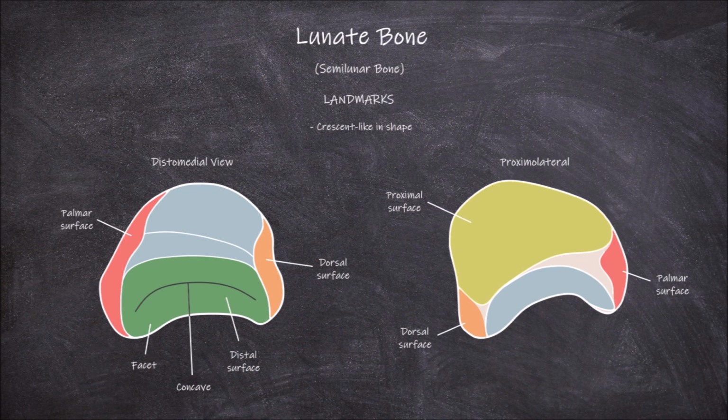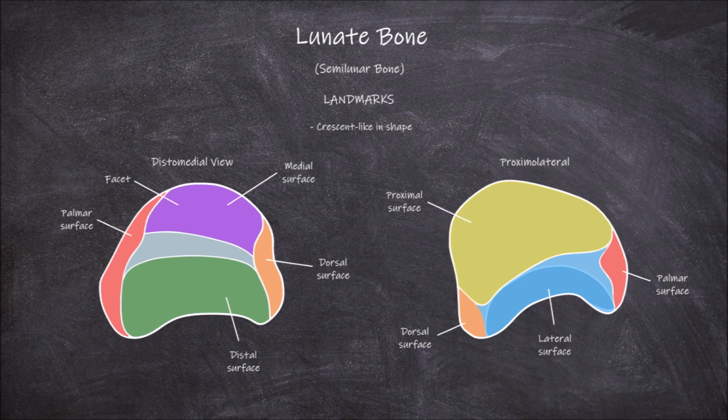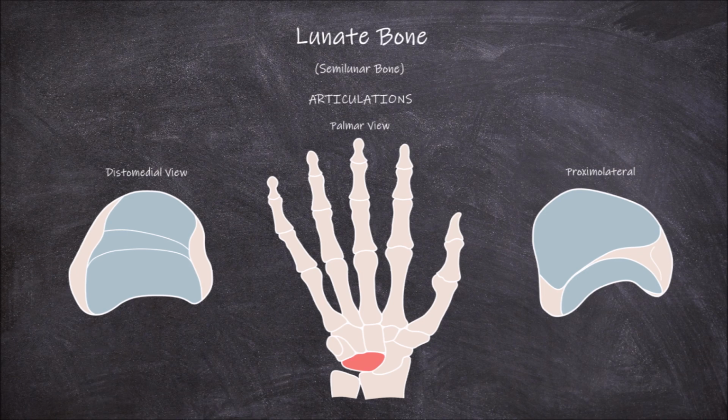The fifth surface is the lateral surface. This surface has a semi-lunar shaped facet on it for articulation with the scaphoid bone. The sixth and final surface is the medial surface. This surface has a facet on it for articulation with the triquetrum bone. A curved ridge is found between the distal surface and the medial surface that has a facet for articulation with the hamate bone. Let's now take a closer look at the articulations this bone has with other bones.